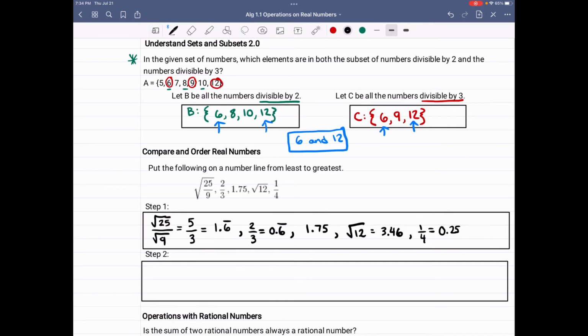Okay. Put the following on a number line from least to greatest. That's what we're going to do in step 2. So step 2, we're going to draw a number line. And we're going to start with our smallest number. And I will just circle these for you so you can see them a little bit better.